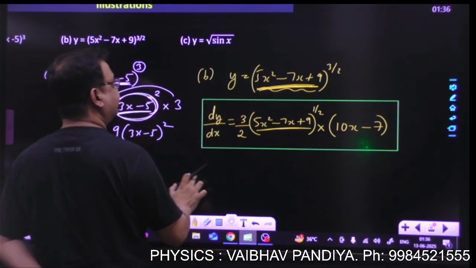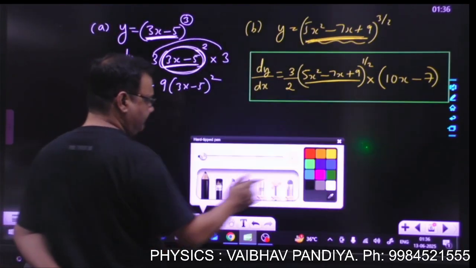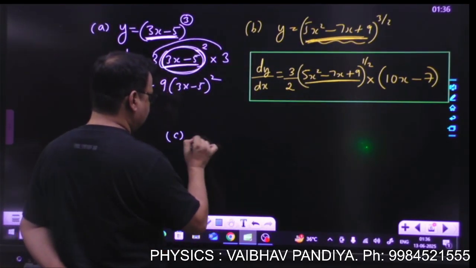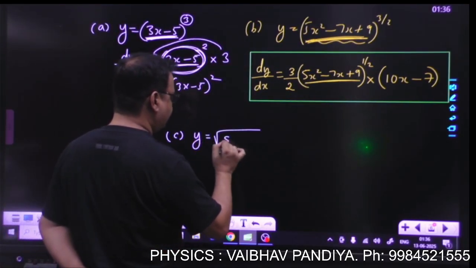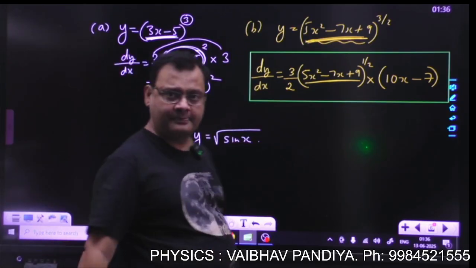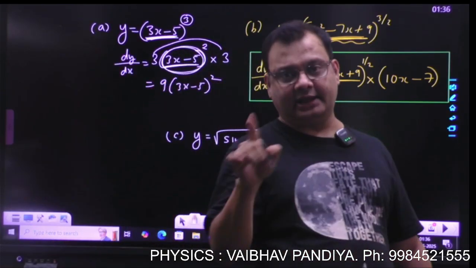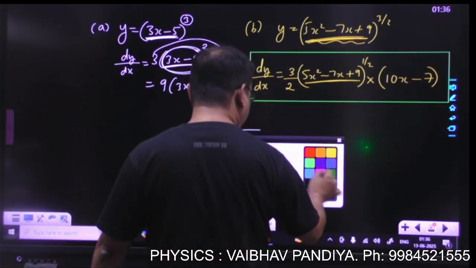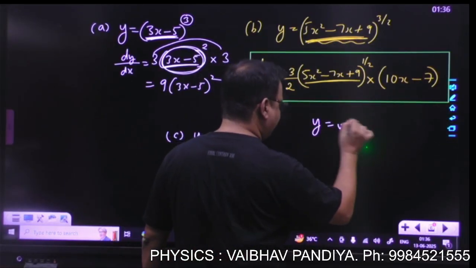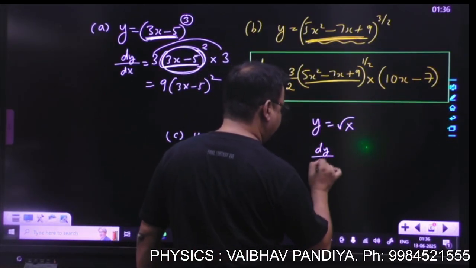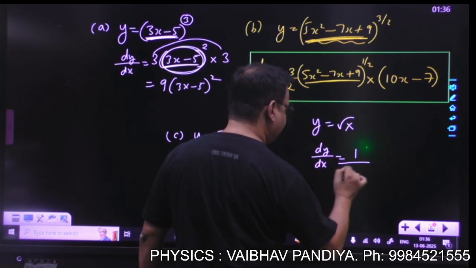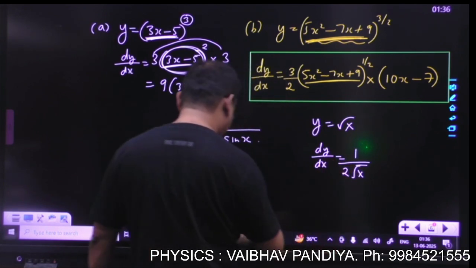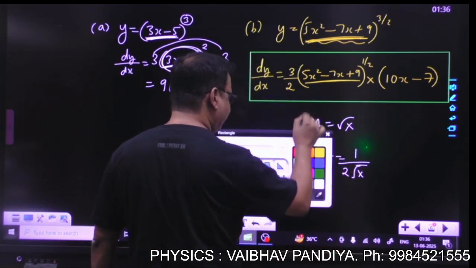Okay, now let's see y is equal to under root sin x. Got it? So we have something, and that something is sin x here in the root. We know the basic, if y is root x, dy by dx comes to be 1 by 2 root x. Okay, this we have seen in the fundamental lecture of basic differentiation.